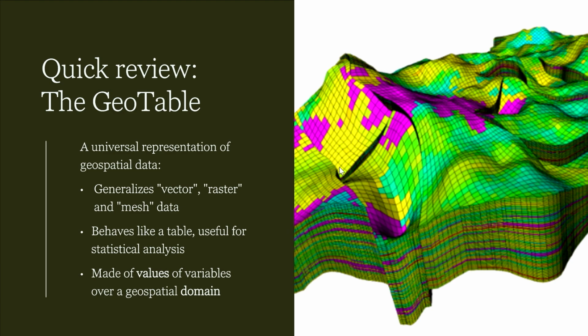So I think the most important bit of this review is you need to remember that a geotable is made of a table of values and a domain, which is stored in the geometry column. So these two names will be used in the next slides. The values of the geotable is the table of measurements, and the domain of the geotable is the physical domain. I'm illustrating on the right one such domain.